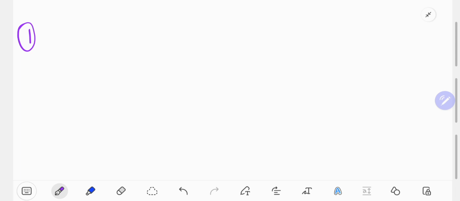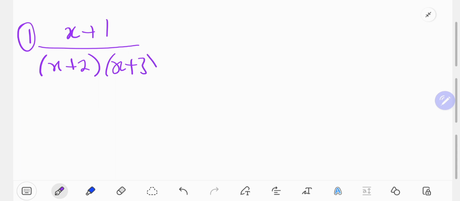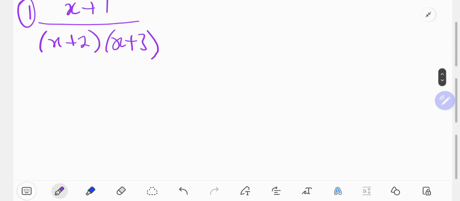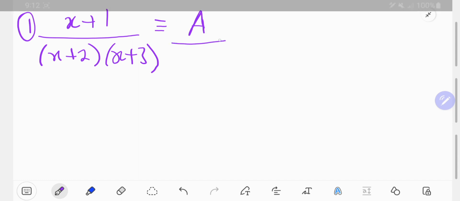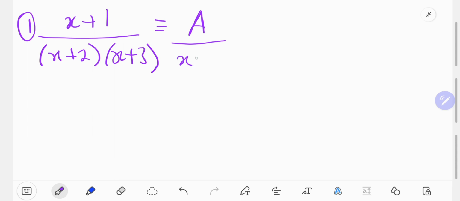In our first example, we have this problem: x plus 1 all over x plus 2, then x plus 3. Now we have to resolve this into partial fractions. The first thing you are going to do is write the form. Because this has linear factors, we can write this fraction as A on the first factor, which is x plus 2, plus B on the second factor, which is x plus 3.